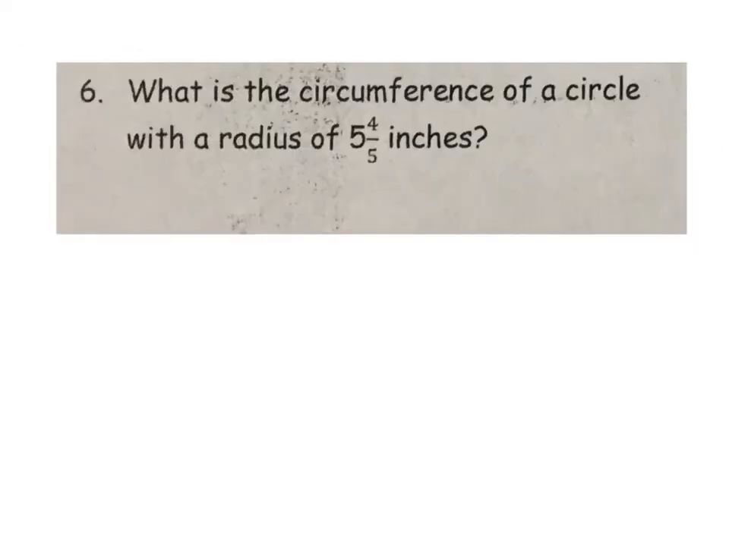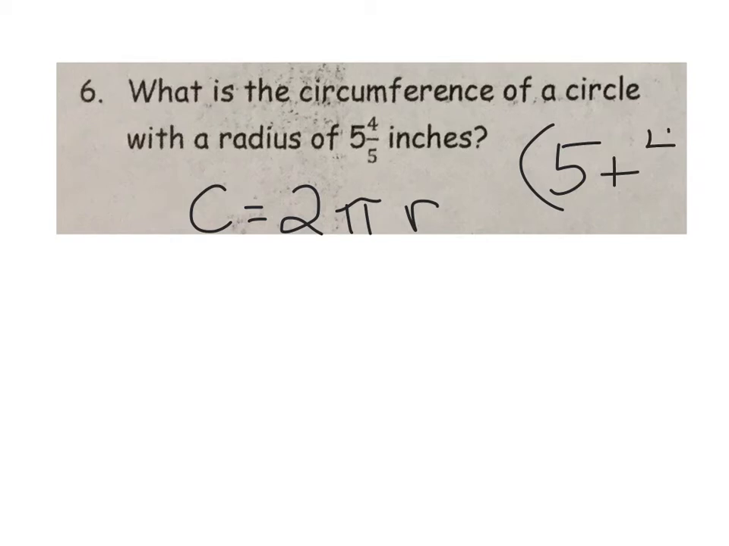All right, number 6. What is the circumference of a circle with a radius of 5 4/5 inches? So if we're looking for a circumference, okay, remember that's 2 times pi times the radius. Okay, 2 pi r. So in this case, remember our radius, we have to put this in parentheses if we're going to use our calculator: 5 plus 4/5. And then just put it in to get the circumference.